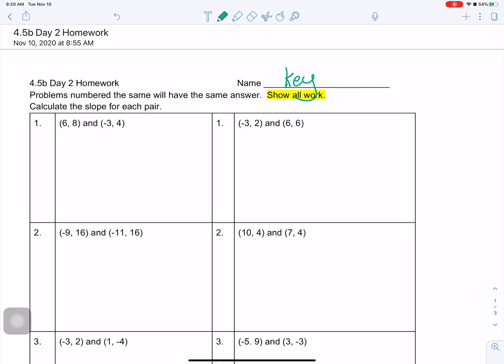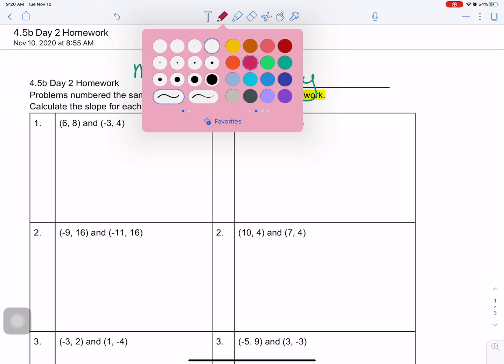I'm just going to go over the first couple here to get you started. Remember your slope formula is m equals y2 minus y1 over x2 minus x1. I would just write that down somewhere. You're going to need it this unit and the next unit. So find a place somewhere around you that you can write this.